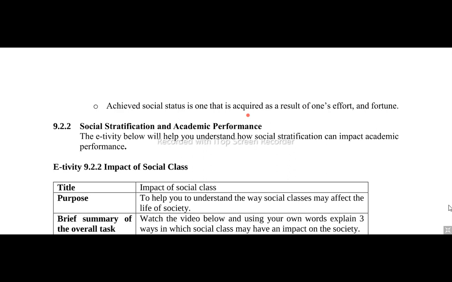And they'll be in a position to uplift their parents, to uplift themselves, so that in 10 years' time, they would have left their humble upbringing and they'll be very rich. That is achieved because of their effort, the much work they have put in gaining that wealth. That is achieved status. Social stratification and academic performance.